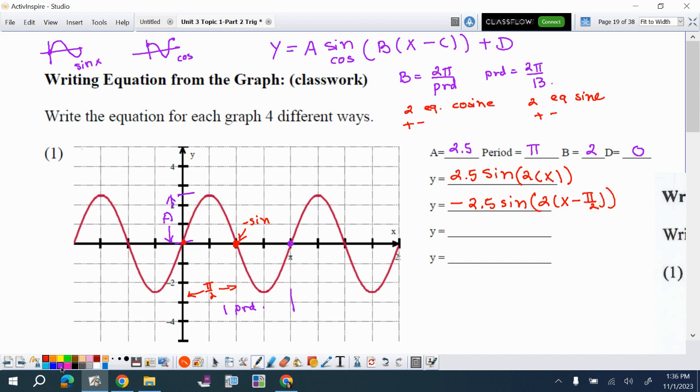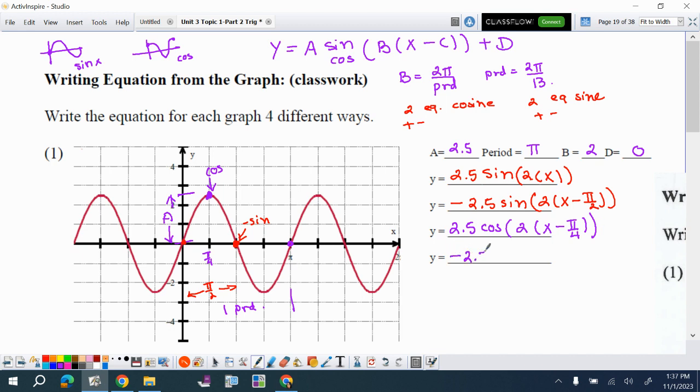Now to write the cosine equation, let's say 2.5 cosine. You have the same B value, but the horizontal shift would be different. So note that the cosine starts from maximum. So this is my reference point for the cosine graph. And because cosine starts from the maximum, you can say this is pi. So one block is pi over 4. And you can say x minus pi over 4. Make sure again you have appropriate parentheses.